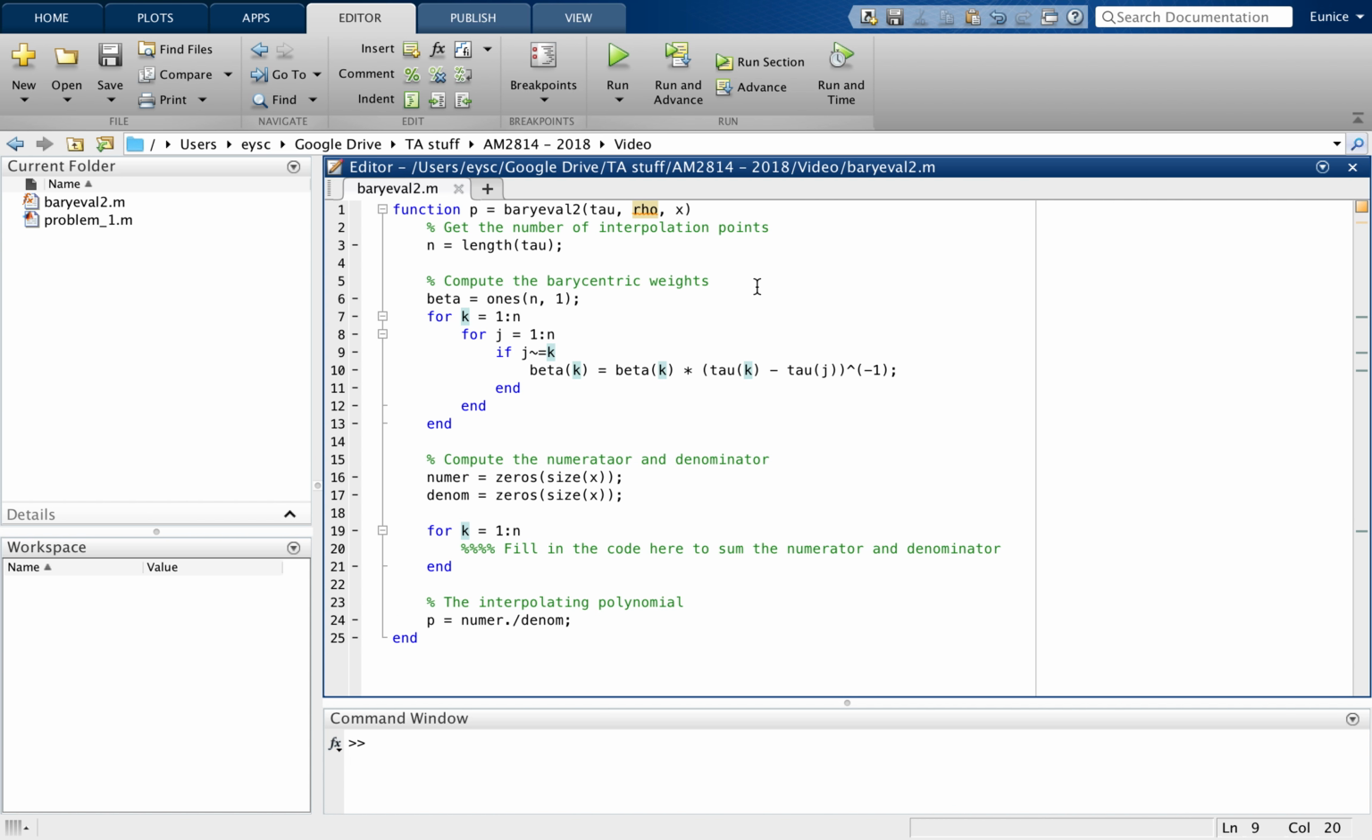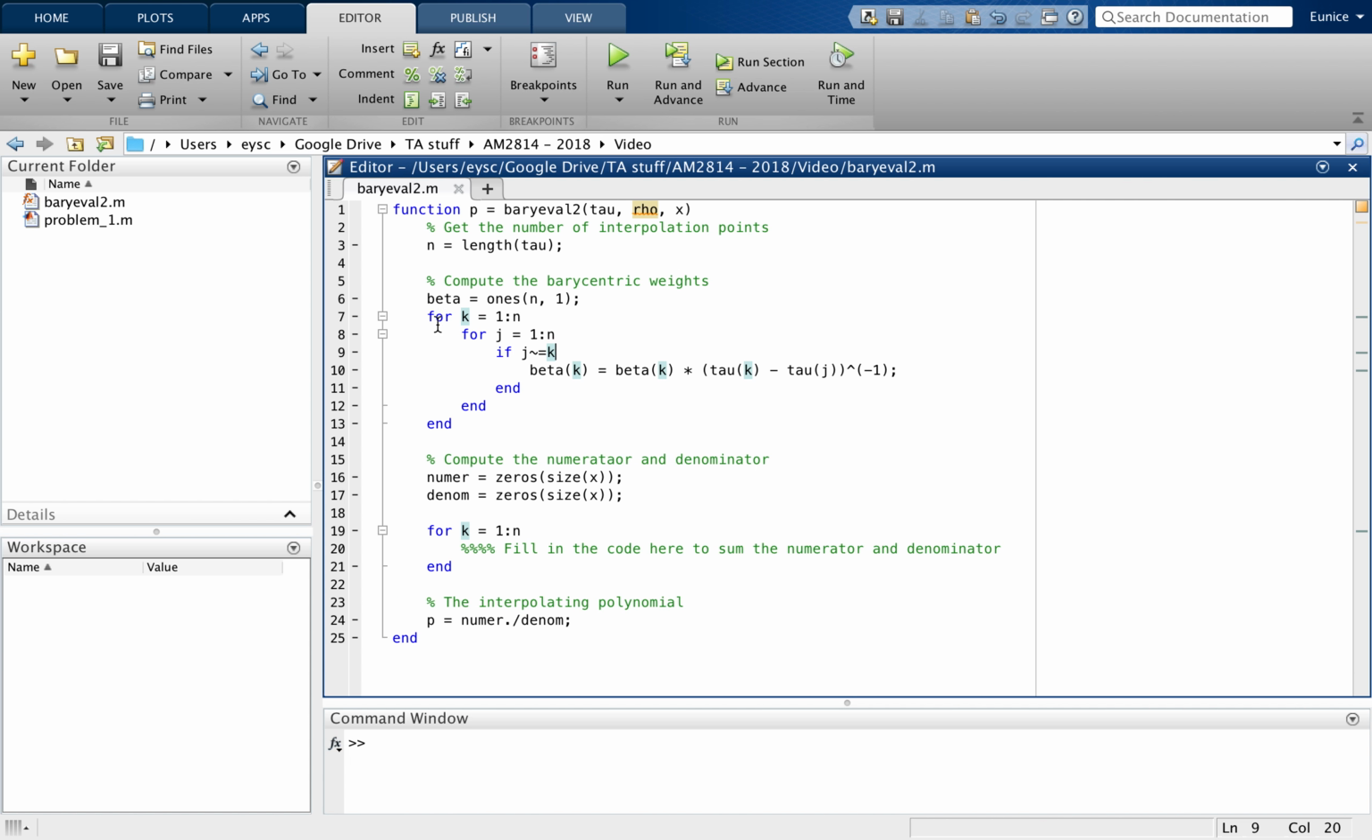Alright, so there are some comments that are pretty straightforward. Here we're getting the number of interpolation points and we're labeling that n. And we are computing the barycentric weights, which we have done in a lab before. We're saying beta is equal to ones(n,1), which creates a vector of 1s with n rows and 1 column. So it's a column vector.